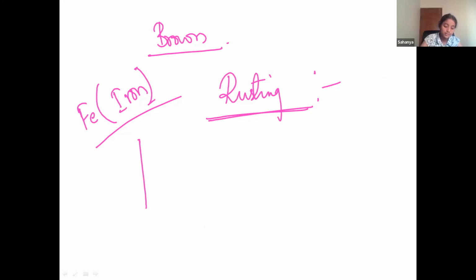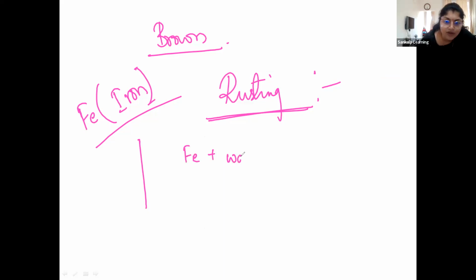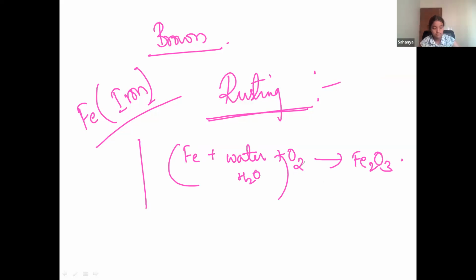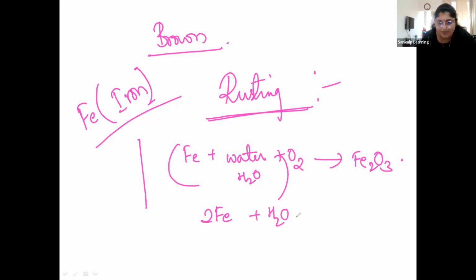You can put oil and dry air also. When iron reacts with water and oxygen present in the atmosphere, it forms ferric oxide, Fe2O3. The rusting equation is important. If they ask you to write the rusting equation, you need to know this. So the balanced equation is 2Fe plus H2O plus O2 giving Fe2O3.XH2O.